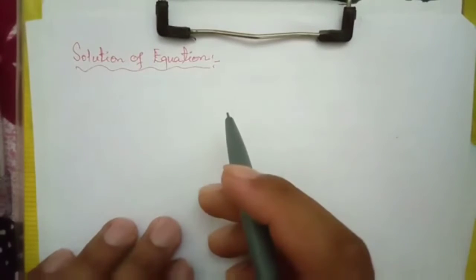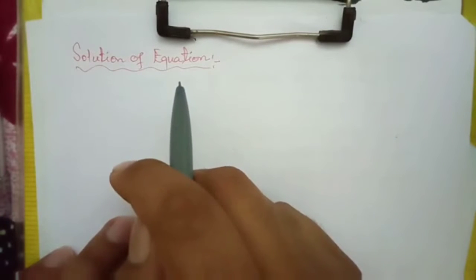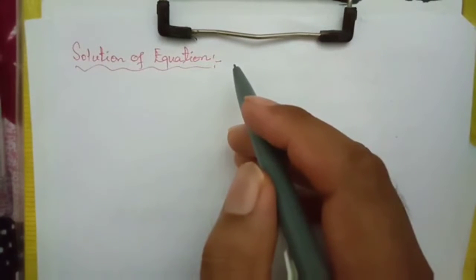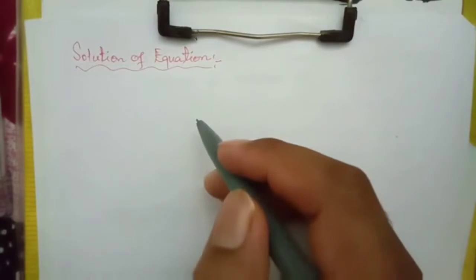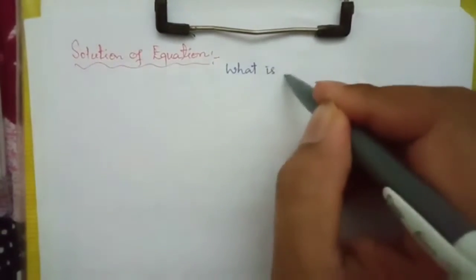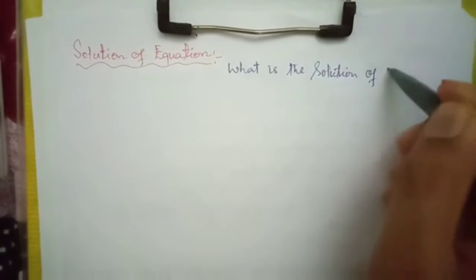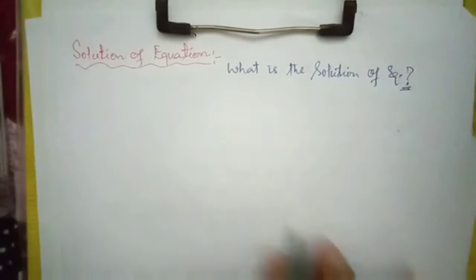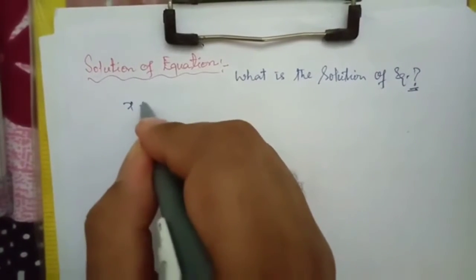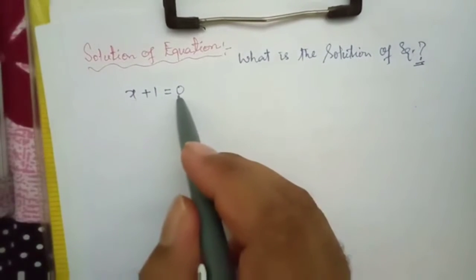Now we will try to understand the solution of an equation. What is the solution of an equation? You have seen questions like solve the given equation. That means to find the solution of the equation. See here, our question is, what is the solution of an equation? If I write here a simple equation, x plus 1 is equal to 0. See here, it means this LHS is equal to RHS.